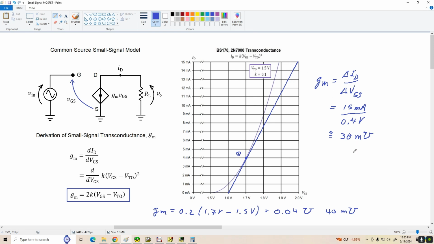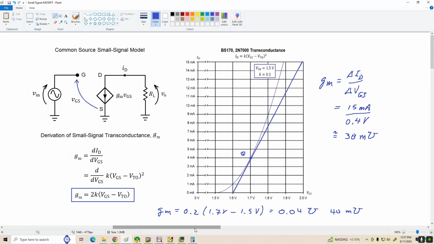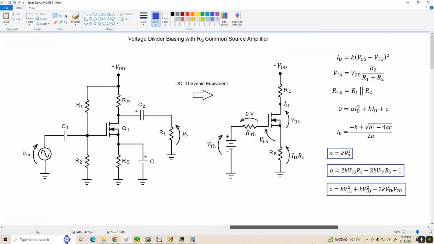All right, now let's put this information together and take a look at a typical common source amplifier using voltage divider biasing. Here's our circuit. We recognize this from the previous video. We've got a voltage divider biased MOSFET. The input source is coupled through a capacitor to the gate. Our load is capacitively coupled to the drain, and we've got a bypass capacitor across the source resistor.